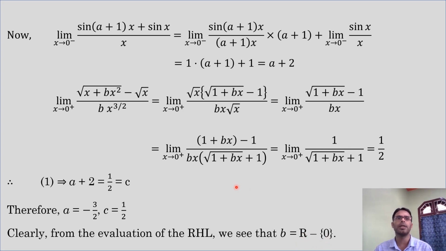Why is it not 0? Because if b is 0, then the function will be undefined, infinite. So b is equal to R minus 0, a is equal to minus 3 by 2, and c is equal to 1 by 2. And that is the completion of the question. And we finish this video.